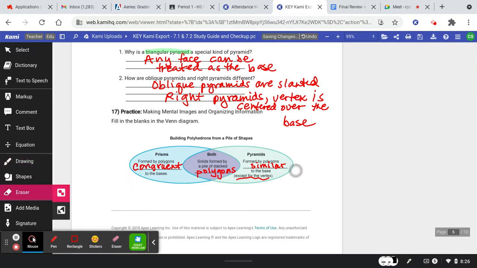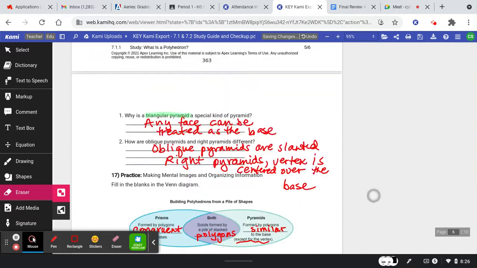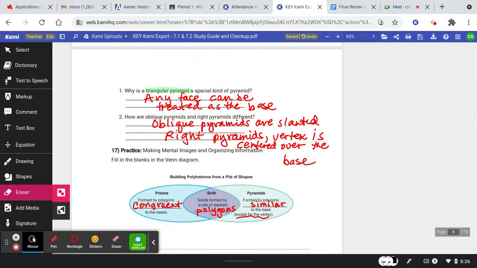This is the end of the study guide for the 7.1. Notice there's no checkup because it was all vocabulary. Did you guys see that? And so it's leading us right into the 7.2 now.